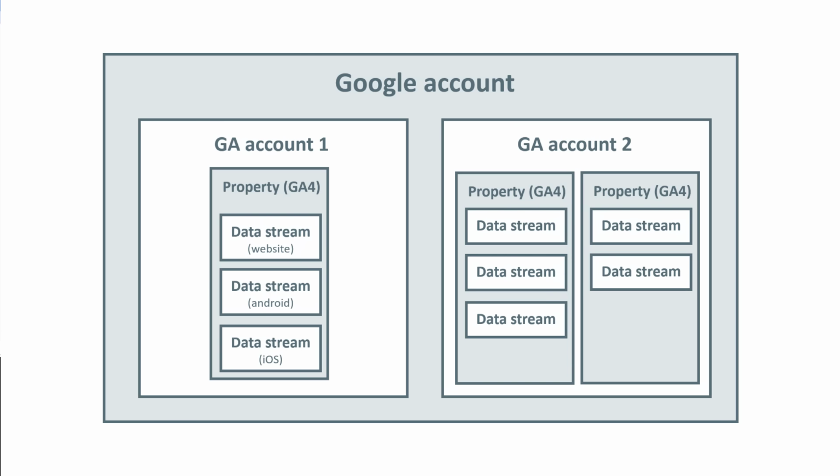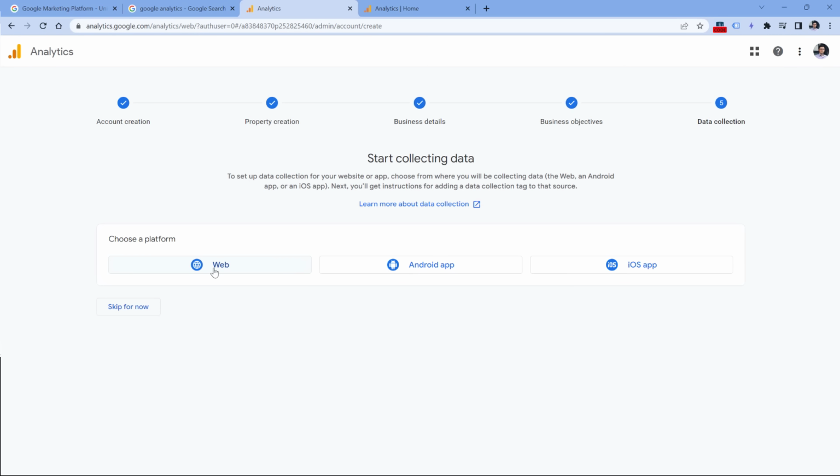So basically, once you create a data stream, you will get a unique measurement ID, also known as tracking ID. And then by knowing your measurement ID, you will be able to install Google Analytics on your website and send data from your website to Google Analytics. So in this case, I would choose the web, but we will come back to data streams a bit later.